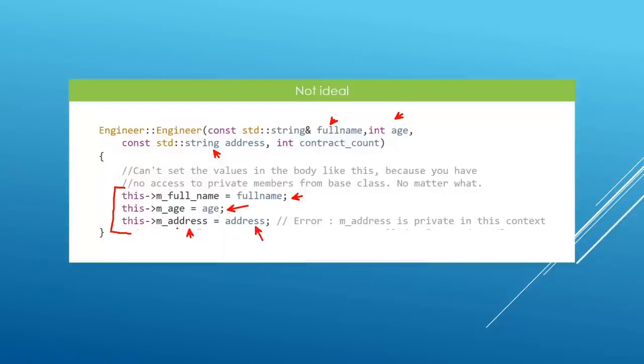Except the address is actually private to the person class, and we can't do something like this. If we try to access the address member variable from the base class and modify it, we're going to get a compiler error that says that the address is actually private to the base person class. We can't do this, so this is not going to work.